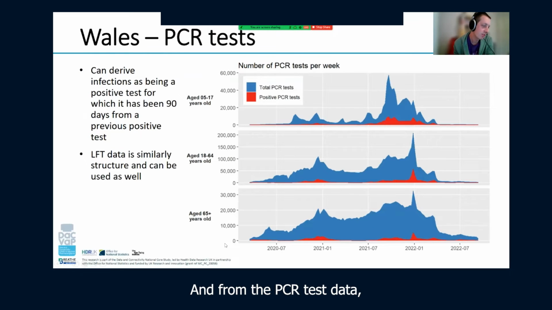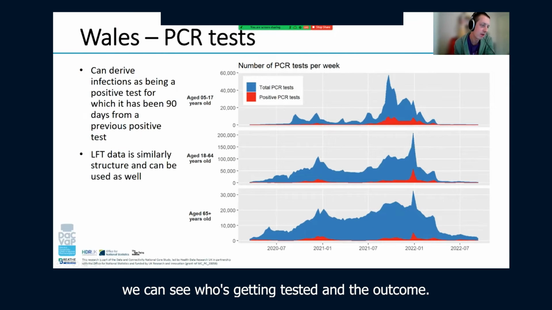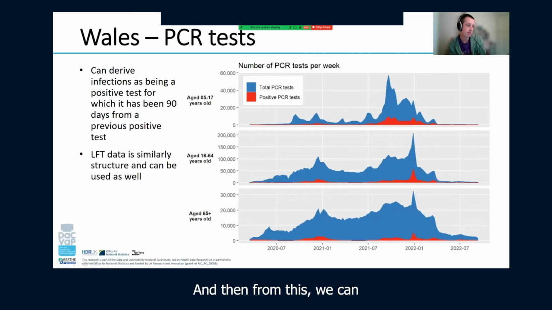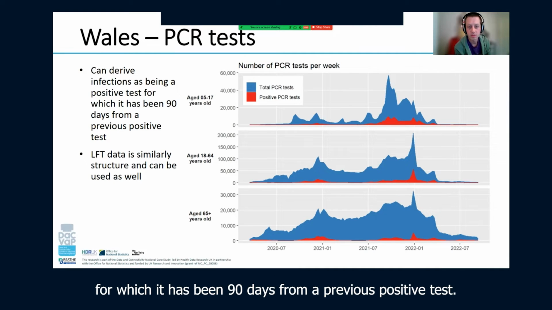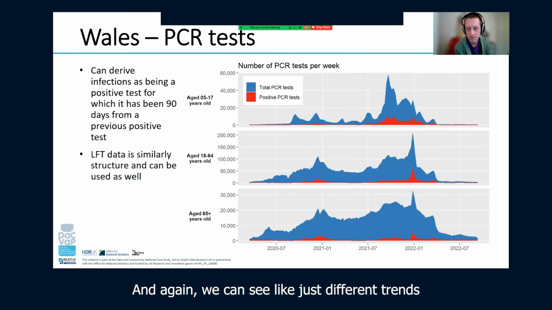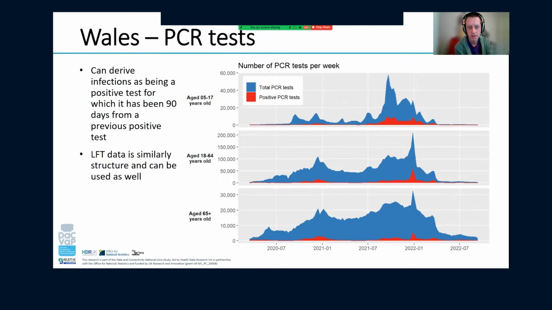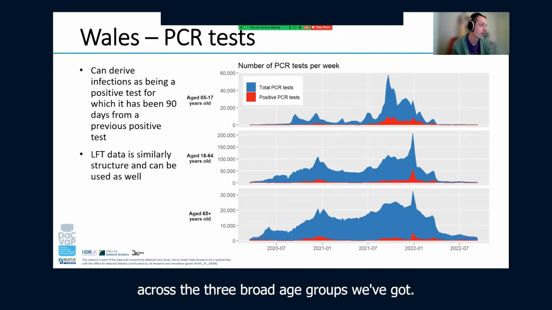And from the PCR test data, we can see who's getting tested and the outcome. And then from this, we can derive infections using PCR data, with or without LFT results as well, as that's in a similar structure. So for some of the work, we can define an infection as being a positive test for which it has been 90 days from a previous positive test. And again, we can see just different trends across the 3 broad age groups we've got.